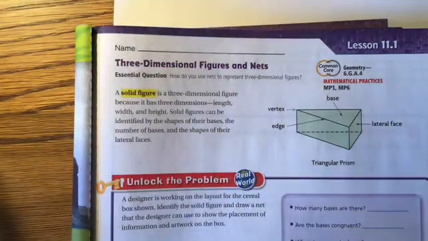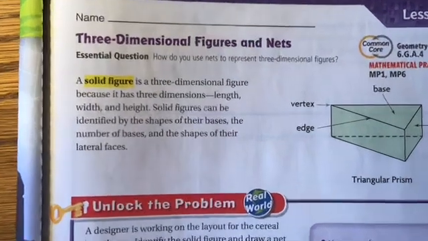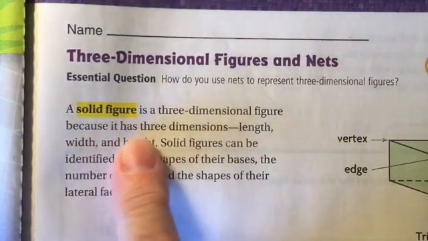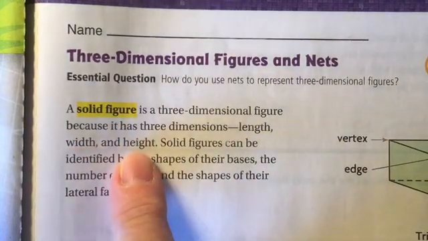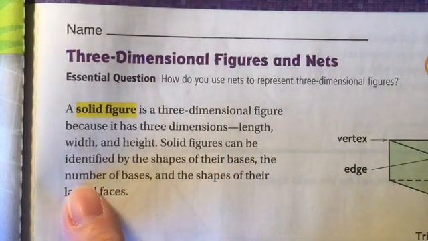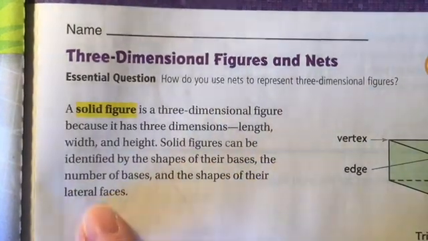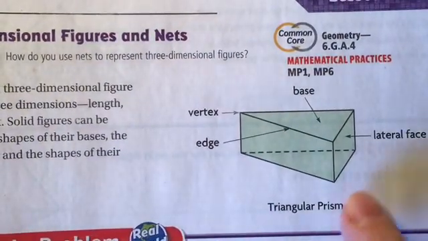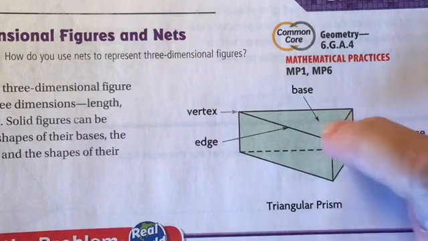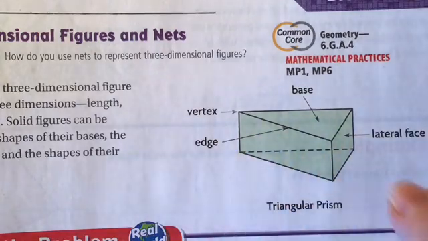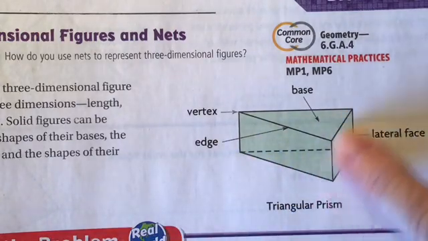So if you take a look at your book, page 597, which is lesson 11.1, you can see that definition of a solid figure, three-dimensional figure because it has 3 dimensions, length, width, and height. Solid figures can be identified by the shapes of their bases and the number of bases and the shapes of their lateral faces. So what I was trying to show you with the blue figures over there, this would be a triangular prism. So triangular base here on top, triangular base there on the bottom, and then rectangular lateral faces.